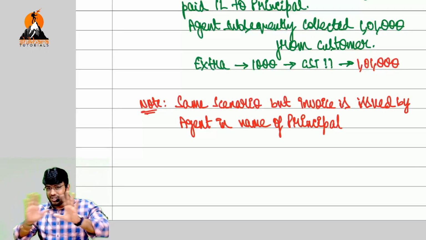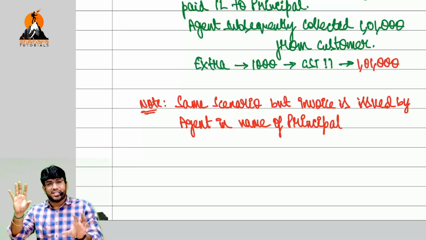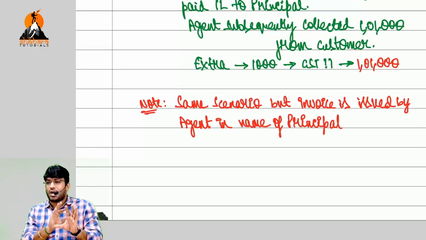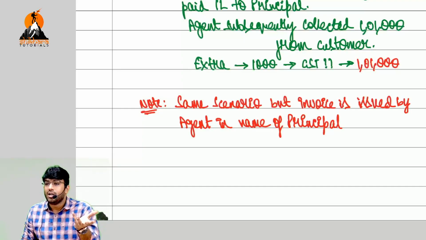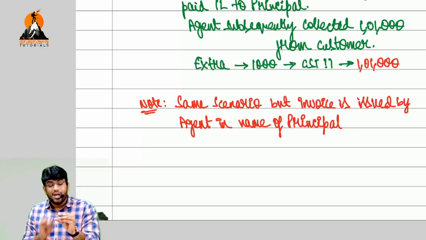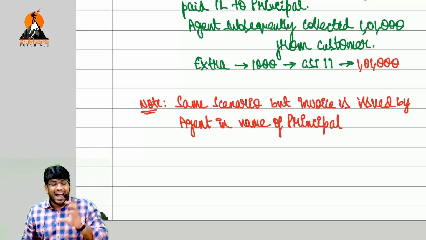Sir, again I'll ask, don't confuse yourself, listen very clearly. There is a principal, there is an agent. Principal has done stock transfer to agent. Then agent is selling it to customer. Clear, no? Agent already paid money to principal. And agent is giving to customer invoice in the name of?